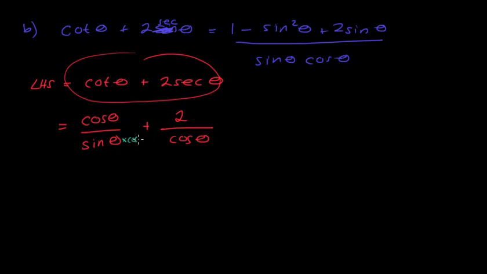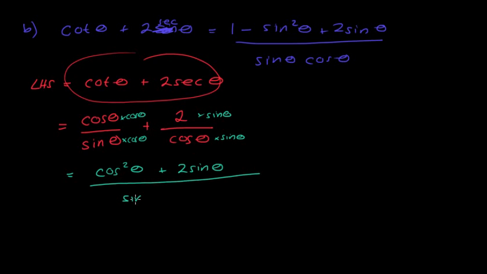So I'm going to times the left hand by cos theta. What we do to the bottom we must do to the top. And times the right one by sine theta. What we do to the bottom we must do to the top. So we've got cos theta times cos theta. Well, that's cos squared theta plus 2 sine theta, and it's going to be all over my sine theta cos theta.